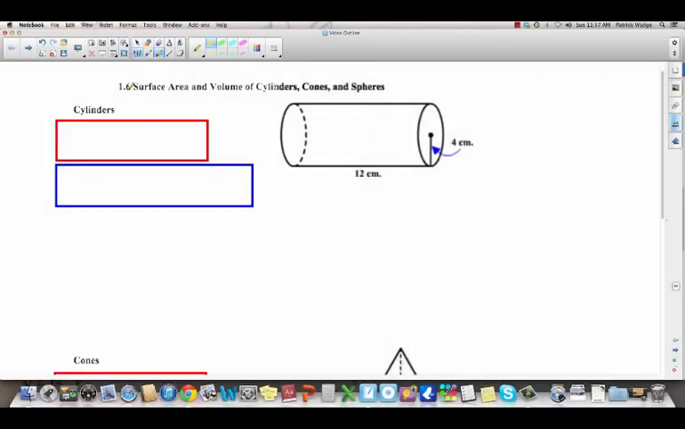Okay, section 1.6 is a big section. We're going to figure out surface area and volume of cylinders, cones, and spheres. Wow. Good news is that there's formulas for all these, so 6 new formulas for you today. More good news is that you don't have to memorize them. I'll give you all these formulas on quizzes and tests.